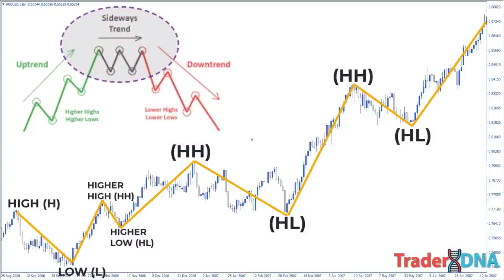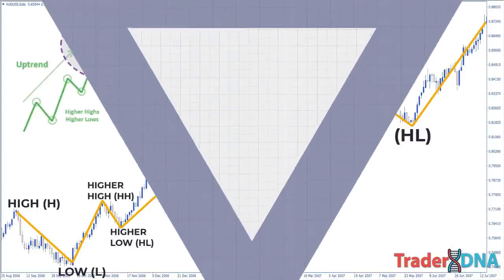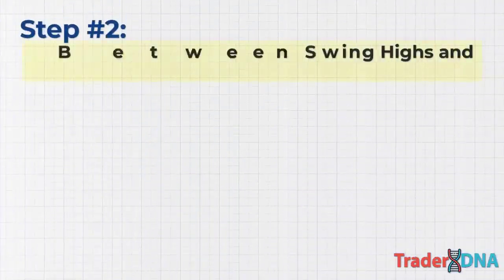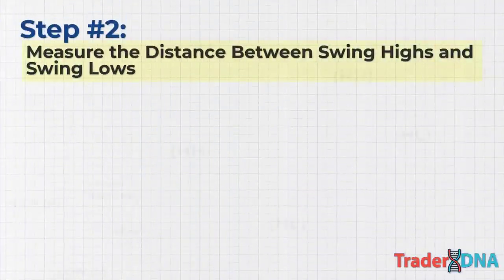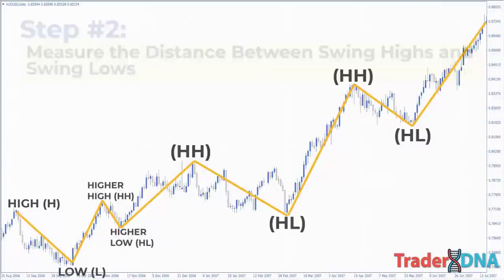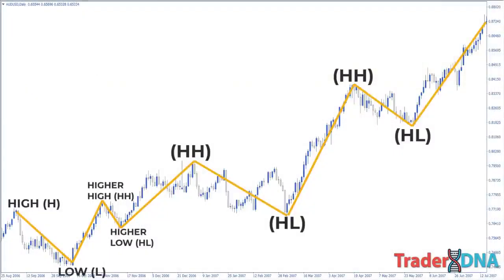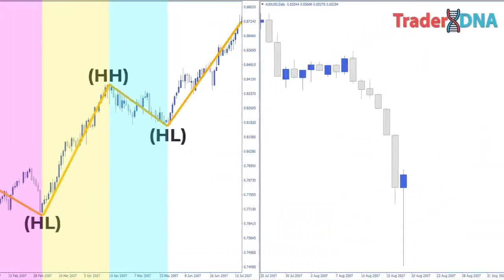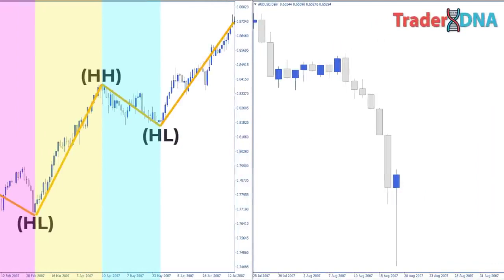Step 2. Measure the distance between swing highs and swing lows. The second step involves measuring the distance between these swing points. What concerns us is whether the distance between these swing points increases during a trend's development. If the wave's distance widens, it indicates strong momentum. Conversely, if the wave's distance shrinks, we understand that the momentum is fading. By combining wave analysis and price action, you gain a better understanding of what's happening in the market.